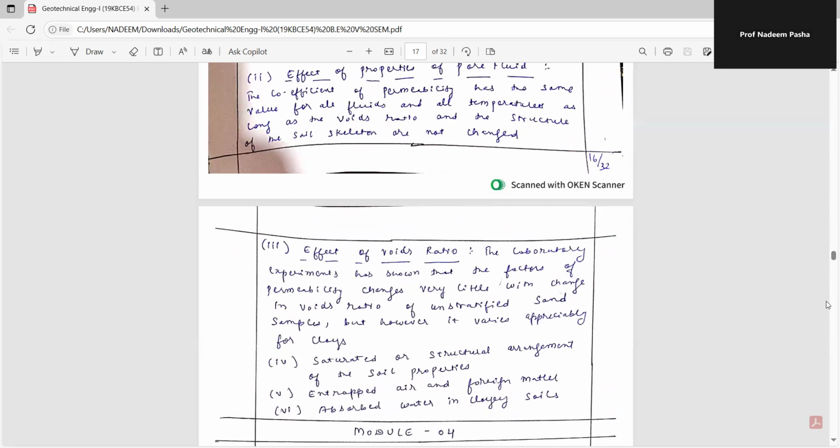Effect of voids ratio. The laboratory experiments have shown that the coefficient of permeability changes relatively with change in voids ratio of unstratified sand samples, but varies appreciably for clays, due to saturated or structural arrangement of the soil particles. It is also a factor affecting consolidation. Entrapped air and foreign matter. Absorbed water in clay soil.